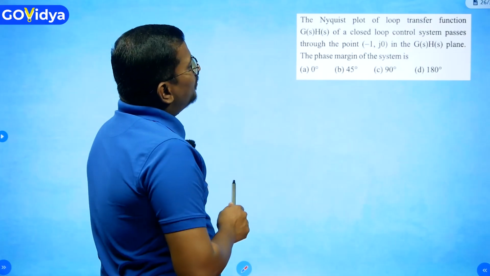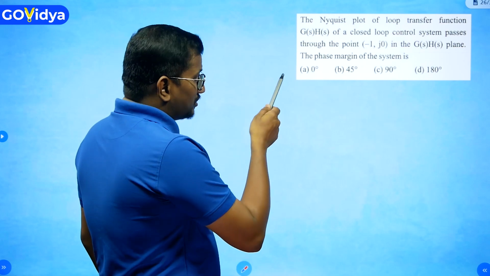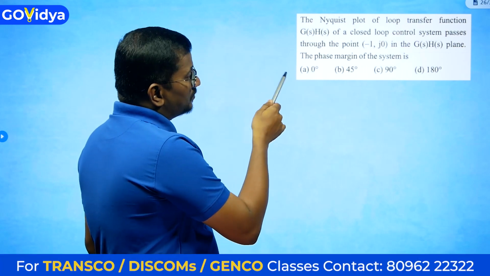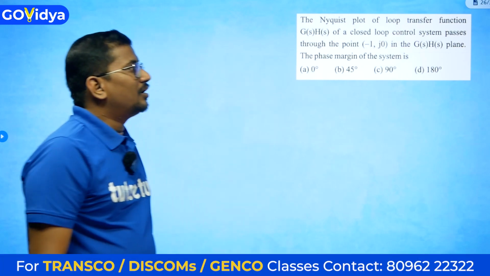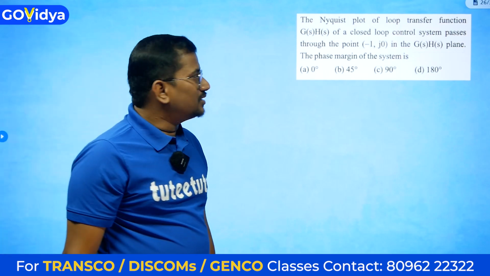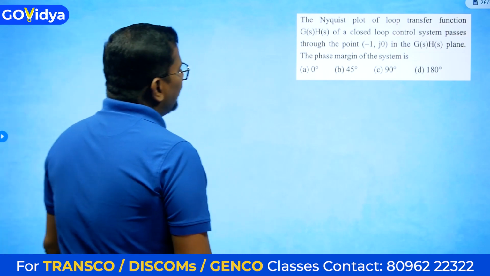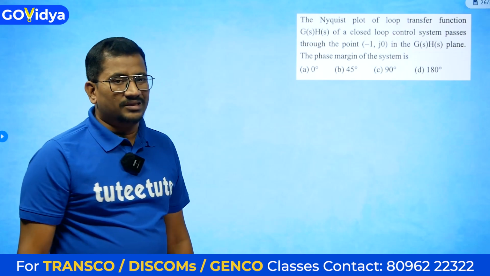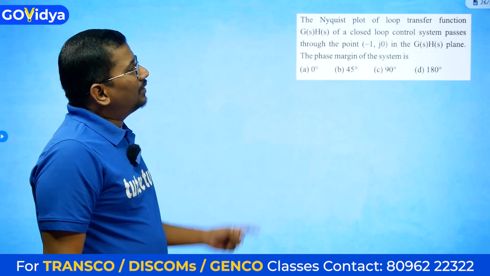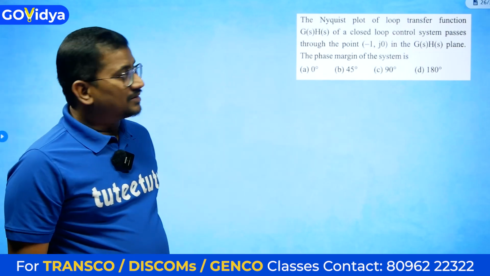The Nyquist plot of the open loop transfer function of a closed loop control system passes through the minus 1 plus j0. Minus 1 plus j0. Then the phase margin of the system is what? The phase margin of the system is.